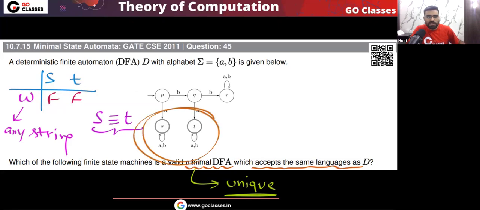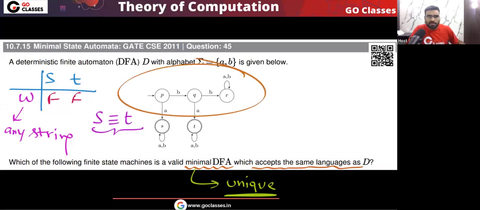Basically, this is the most efficient method to minimize the DFA. You find, are they equivalent? These final states, are they equivalent? Also, these non-final states, are they equivalent? You don't have to apply the Hopcroft partition algorithm. If you apply the partition algorithm, that is time consuming. But this is a very easy method. You can check the equivalence of S comma T. On every string they are always going to final state, so they are equivalent.